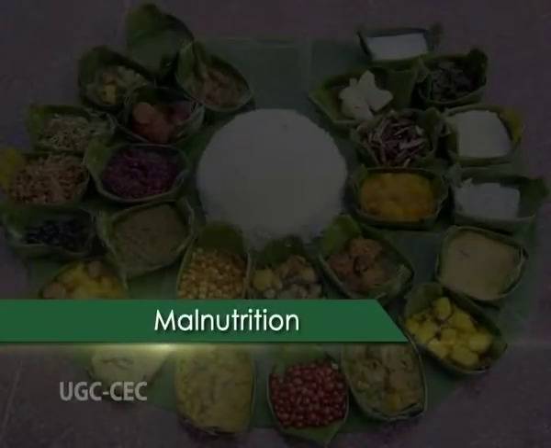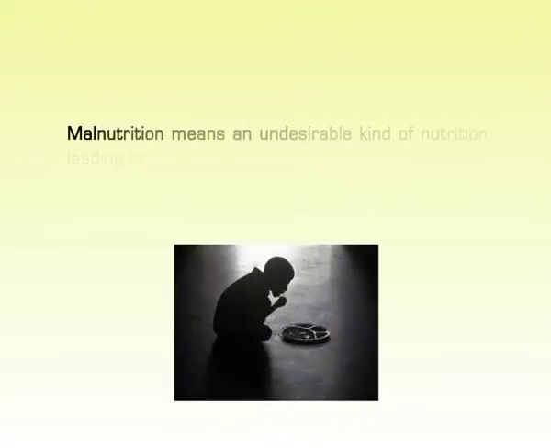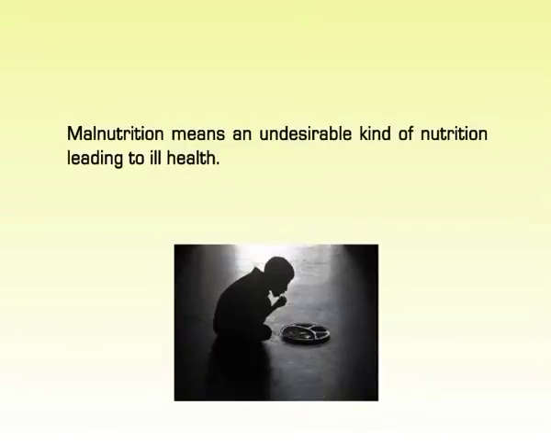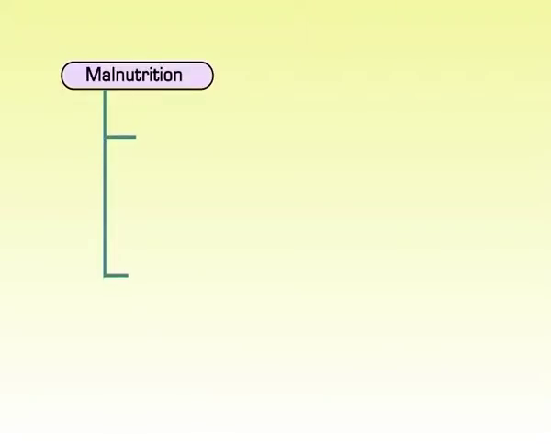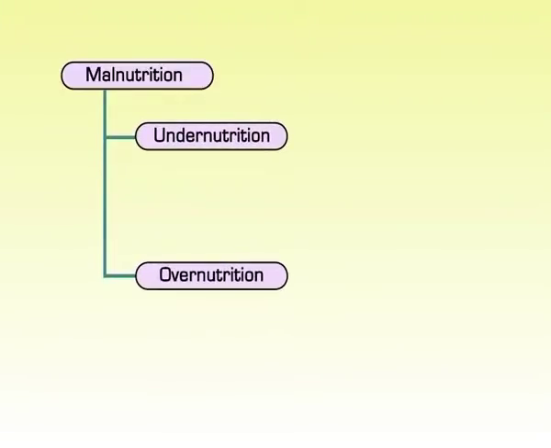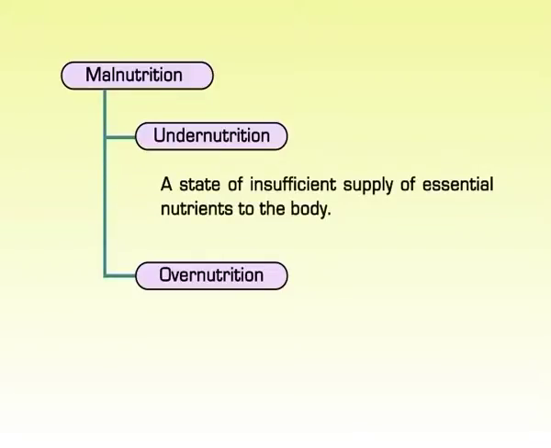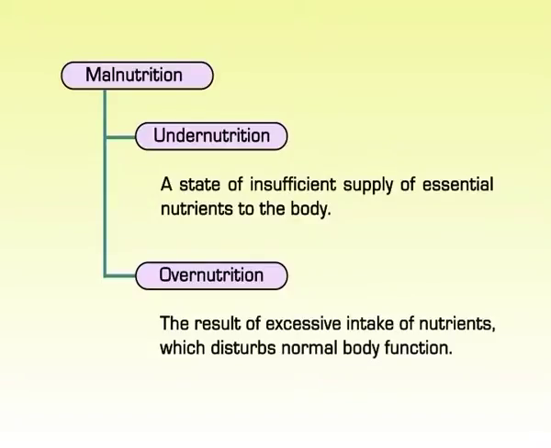About malnutrition, malnutrition means an undesirable kind of nutrition leading to ill health. It includes both undernutrition and overnutrition. Undernutrition is a state of insufficient supply of essential nutrients to the body. Overnutrition is the result of excessive intake of nutrients which disturbs normal body function.